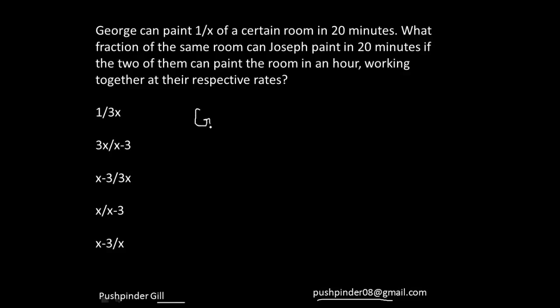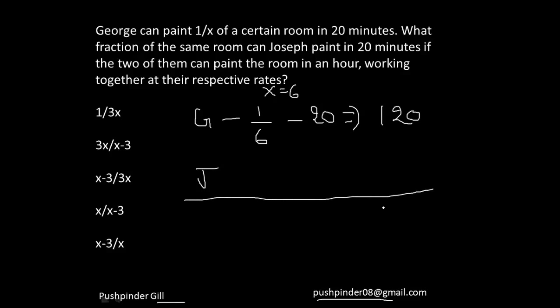So if George can paint 1/x of the room, give me a value for x. Let's say 6. If he can paint 1/6 of the room in 20 minutes, that means to paint the complete room, it's going to take 120 minutes. For Joseph, I don't clearly know what he's going to take. However, together they can paint the room in 60 minutes. So if George can paint the room in 120 minutes and together with Joseph they paint the room in 60 minutes, that means Joseph must be taking 120 minutes.